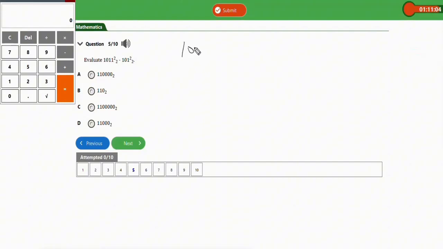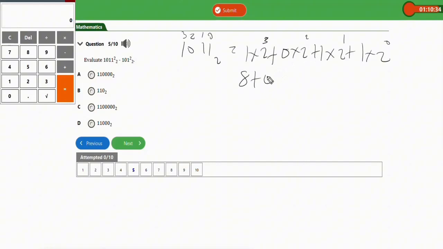So it's going to be 1011 base 2. So we have 0, 1, 2, and 3. So this will give us 1 times 2 to the power 3 plus 0 times 2 to the power 2 plus 1 times 2 to the power 1 plus 1 times 2 to the power 0. So 2 to the power 3 is 8, plus everything here will give you 0, plus this gives you 2, plus 1. 2 to the power 0 is 1, 1 times 1 is 1. So when you add them, you're going to have 11 base 10.